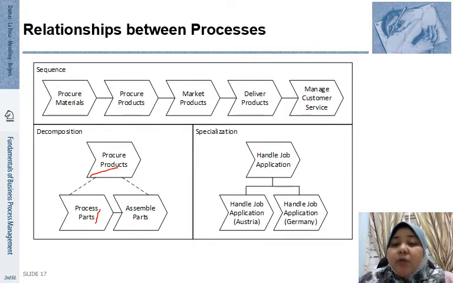Specialization, where you want to go specific. For example, handling a job application in Austria may be different from the way in Germany. So this applies across boundaries, or a different way of doing it by demographic, for example. Okay, so we continue.